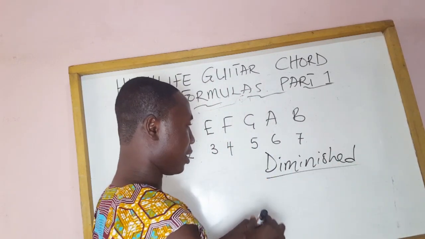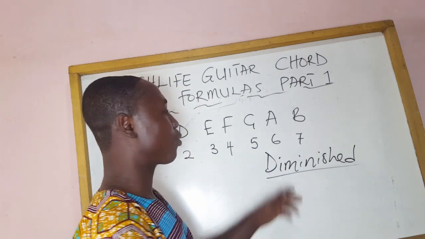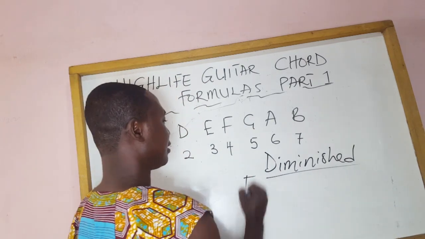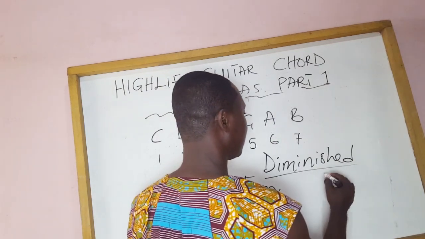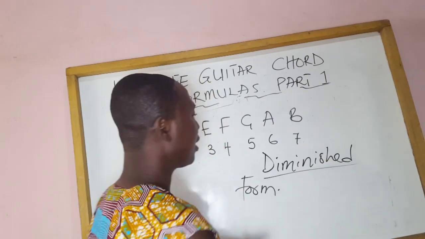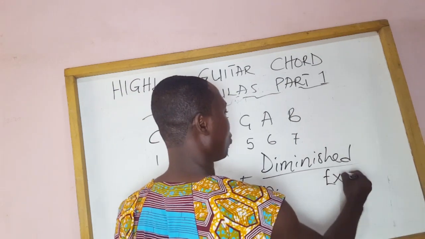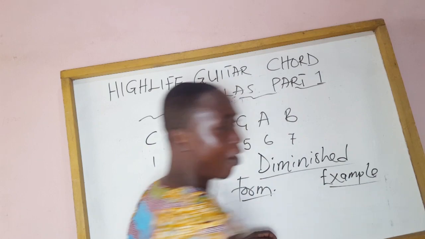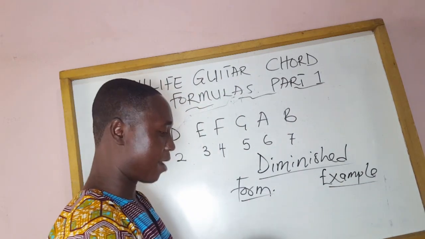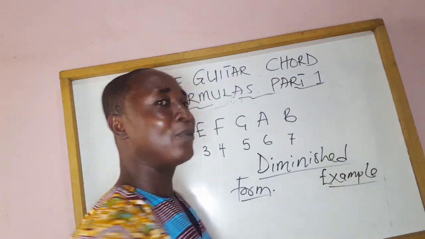Diminished chord formation. So the formula is here. So let's look at the example, and then after all this, we pick up our guitar and then we play them.